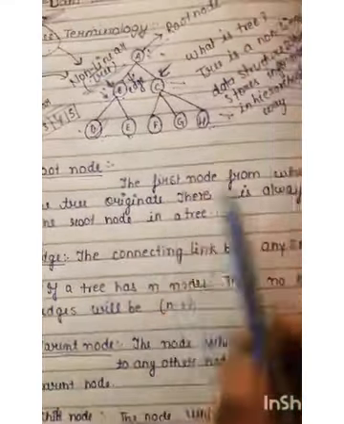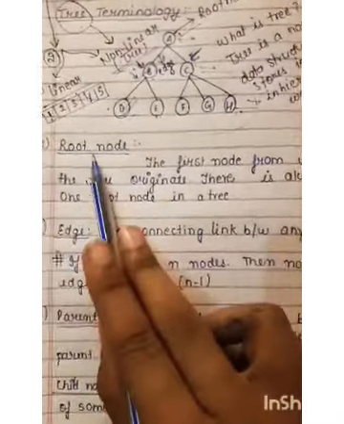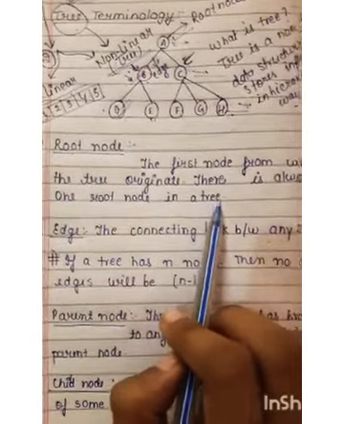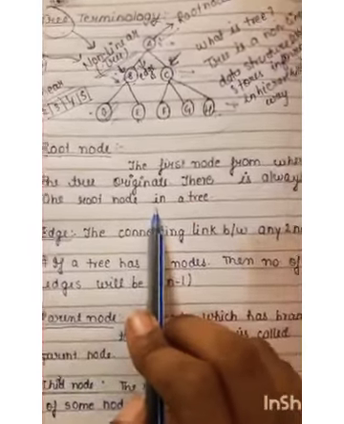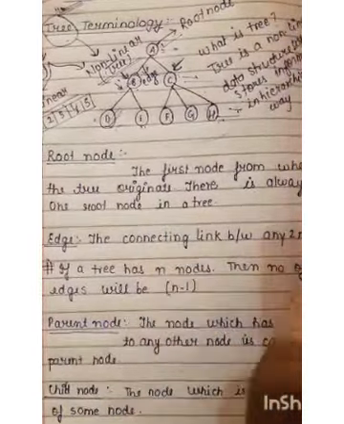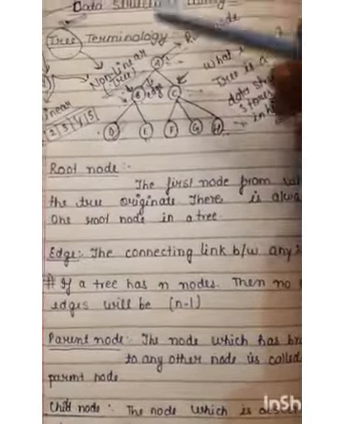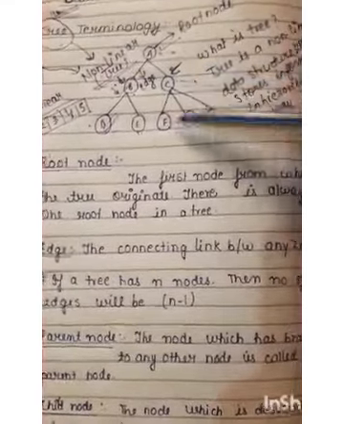So let's read it out. The first node from where the tree originates is called the root node, and there is always one root node in a tree. See, it's written the same thing whatever I have told you. I have tried to write its definition in the easiest way possible. So what is basically the root node? The first node from where the tree begins is called the root node.